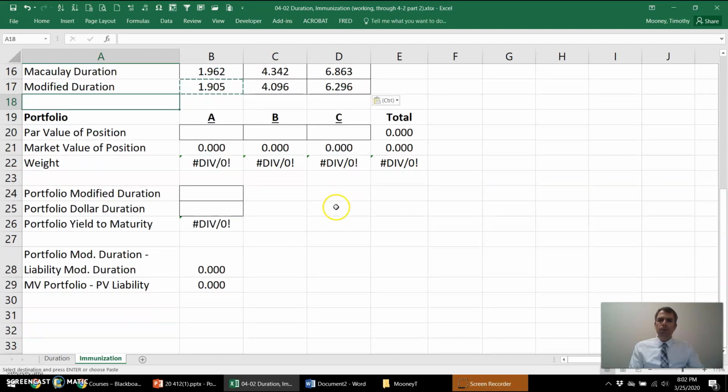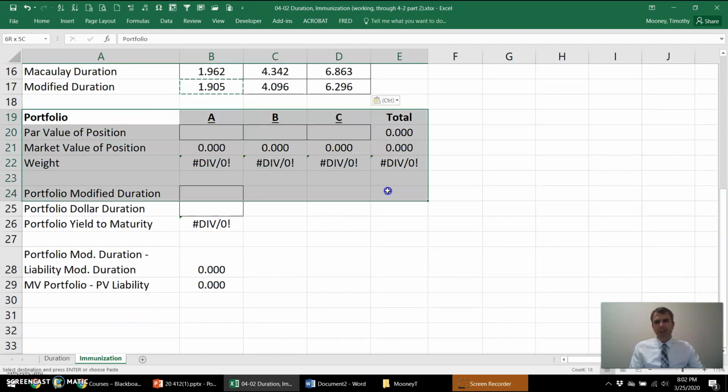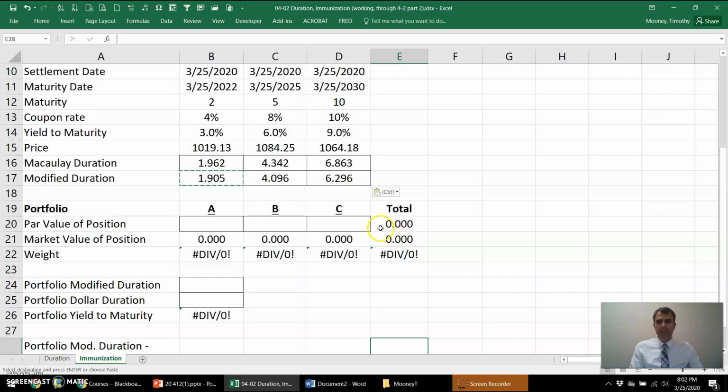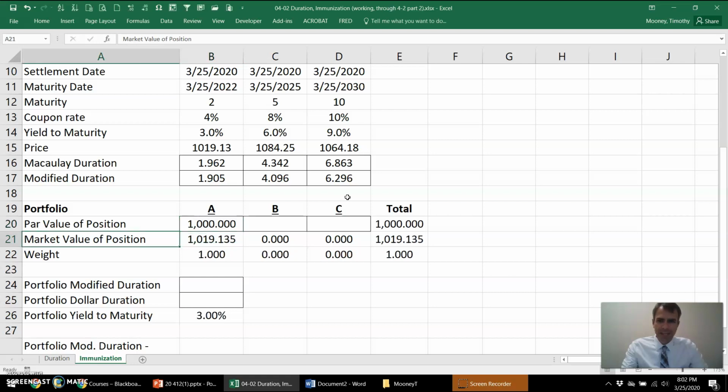So now on to a portfolio's duration. We've got a little architecture here that lets us build a portfolio of these 3 bonds, right? They're all trading at a premium. So if we buy $1,000 worth of par value, $1,000 of face amount, and the price of the bond is $1,019, right? The market value of that position is going to be exactly equal to the price of the bond. Suppose I buy $5,000 of this first bond, in par value terminology. And then if we look at bond B, suppose we buy $3,000 worth of par value or face amount of bond B.